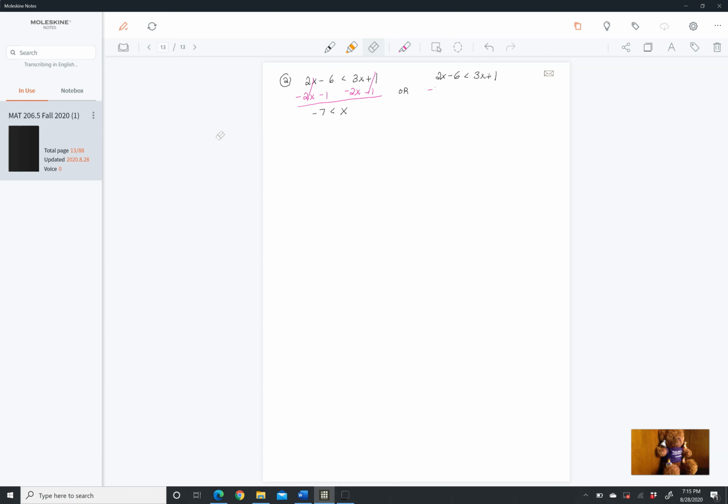That means we're going to subtract 3x from both sides instead, and we're going to add 6 to both sides. You can see that the 6's cancel on the left and the x's cancel on the right. Now what we wind up getting is negative x is less than 7. Here, because we didn't keep our x positive, we have one extra step. We have to divide both sides by -1.